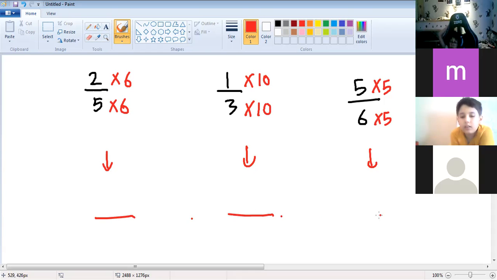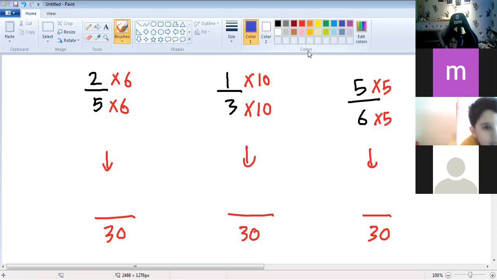Okay. Now they are all of the same denominator, 30, 30, 30. What about the numerator? Okay, 2 times 6 is 12, 12 above 30. Then 10 above 30. 5 times 5, 25, 25 above 30.